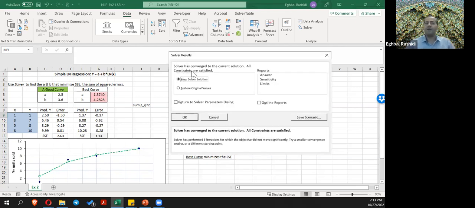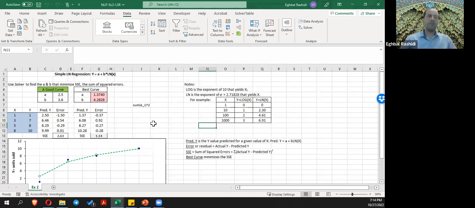So it says Solver has converged to the current solution. It didn't say optimal, right? So it's not sure whether it's optimal or not. But I have solved this before, and it's close to the optimal. It's actually the same, so it is the optimal solution. And as you can see here, it even found a better fit than what we had before. Okay.